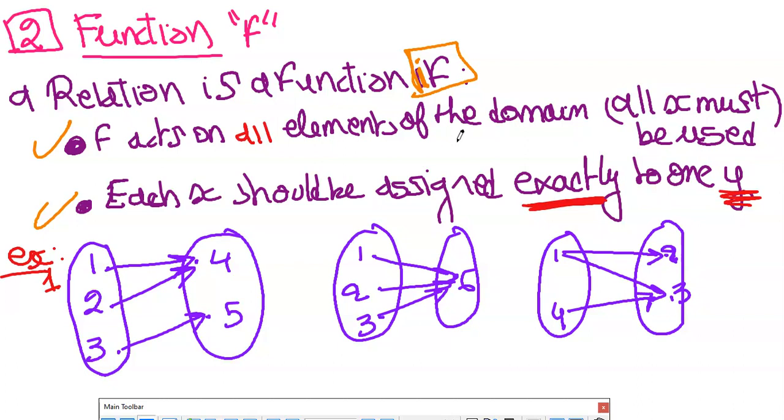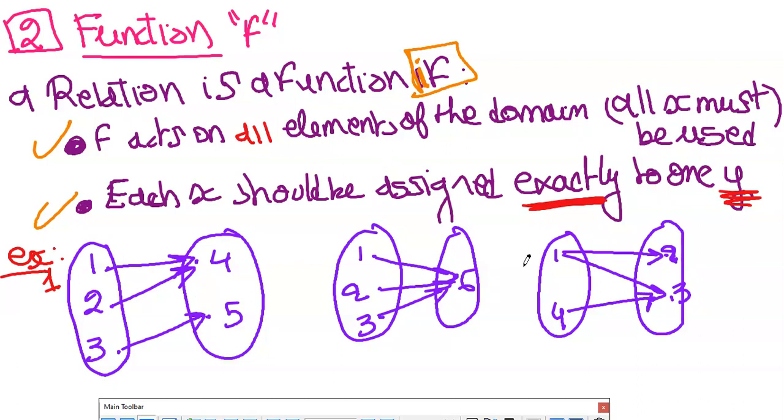I always give a trick to my students. You look at the domain, you look at x. First you check that I am using all the x's. Do I have an arrow going out from each x? If yes, it means I am using all the x's. And I need to see one arrow going out from each x. If there is more than one road going out, it means it's not a function.